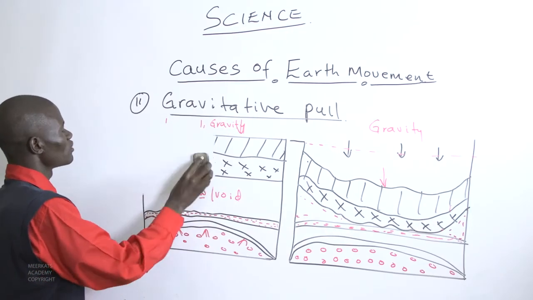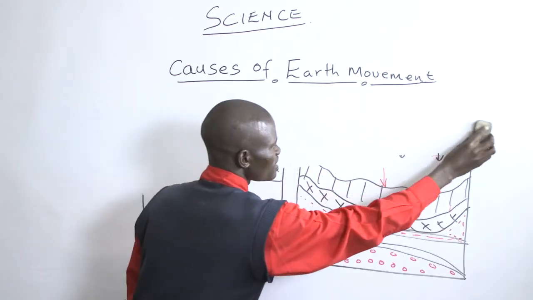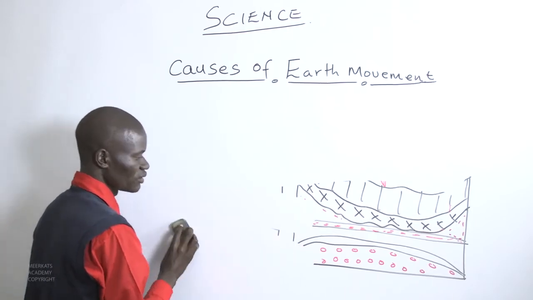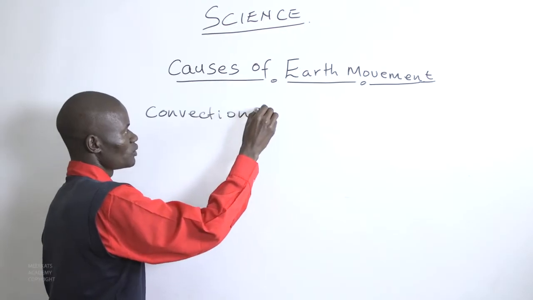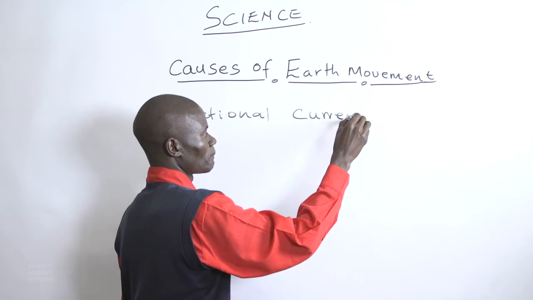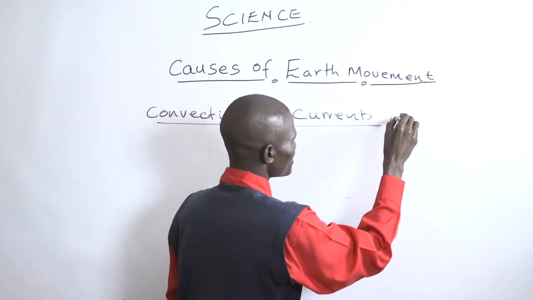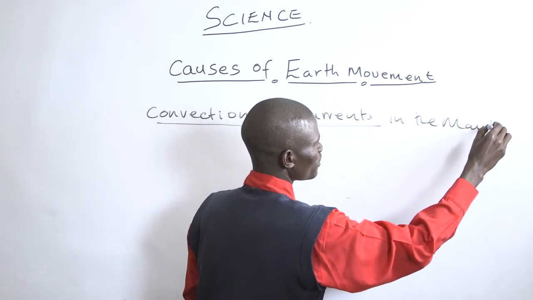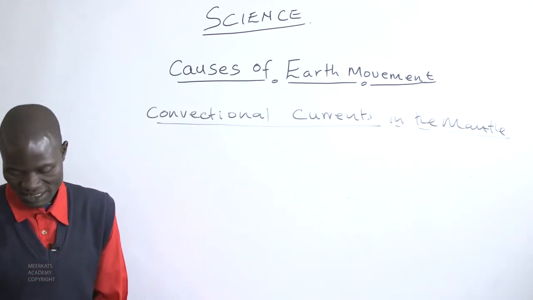Let's move on and look also at the convectional currents within the mantle. The convectional currents within the mantle. How does a convectional current in the mantle, the convectional current in the mantle, how does it result?